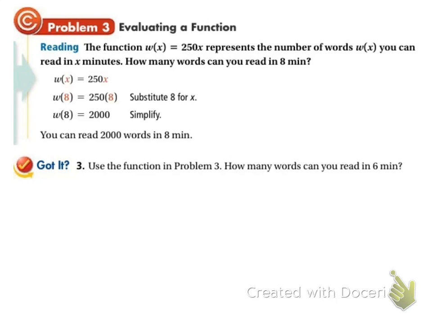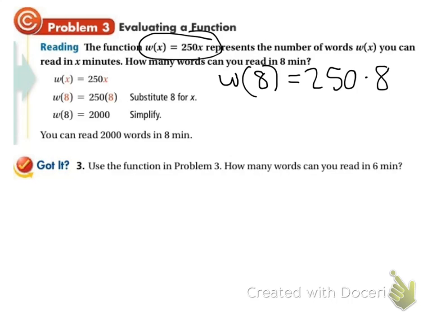So when we're evaluating a function in function notation, our equation looks like W of x is equal to 250x. So this is the number of words, W of x, you can read in x minutes. We want to know how many words can you read in 8 minutes. So you plug in 8 for x. Now I've got 2 locations to plug in 8. I plug it in here, and I plug it in over here.